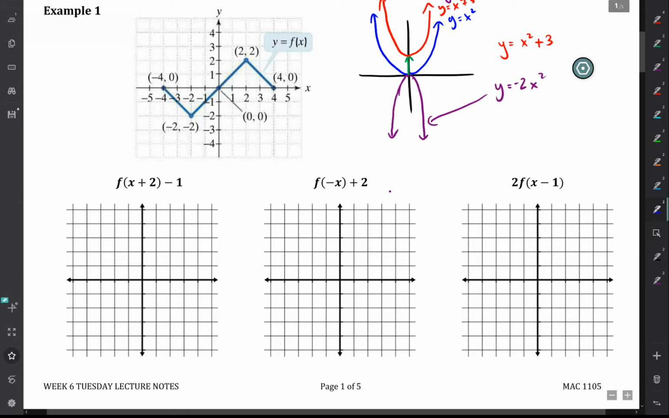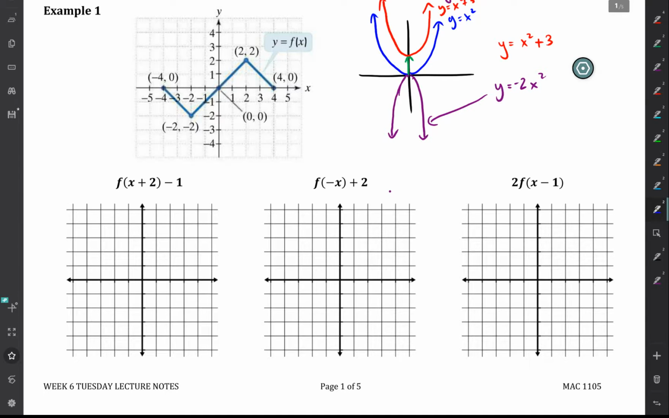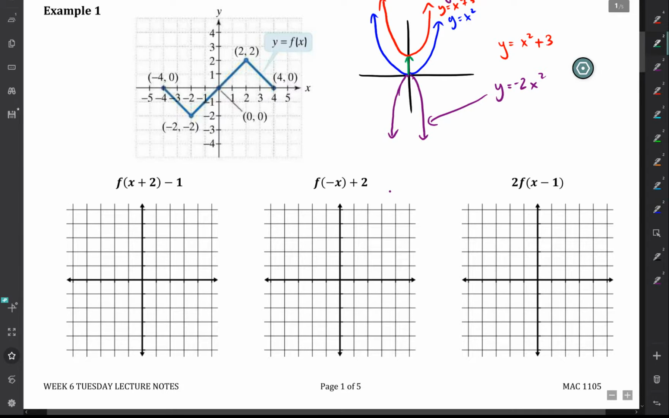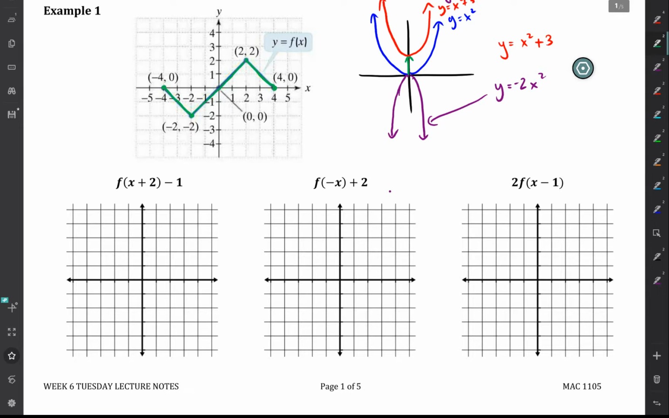Now in example 1, we're given f of x is a piecewise linear function, and it looks like this. It goes from -4 down to -2, and then it has slope 1 from -2 to 2, and then it goes back down. Okay? And what we're asked to do is transform the graph of y equals f of x to each one of these functions: f of x plus 2 minus 1, f of negative x plus 2, and then 2 times f of x minus 1.